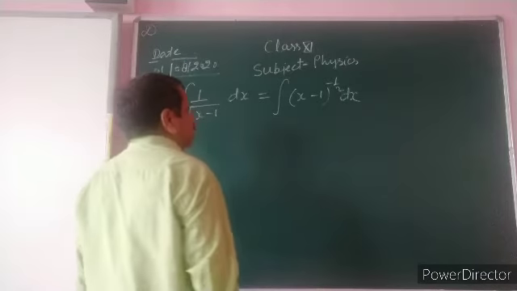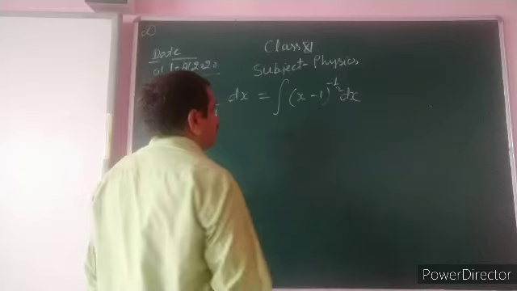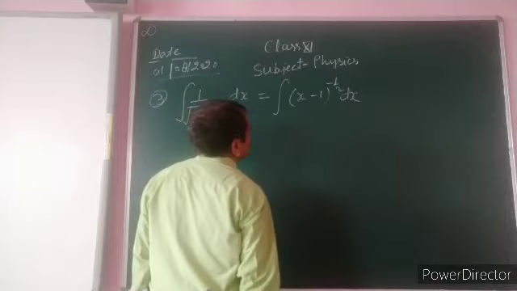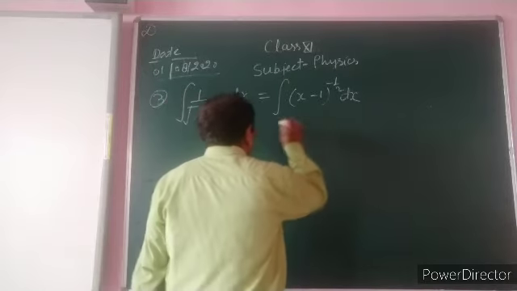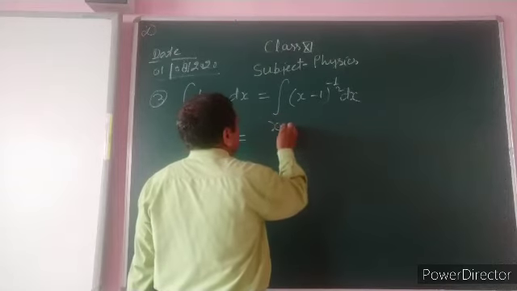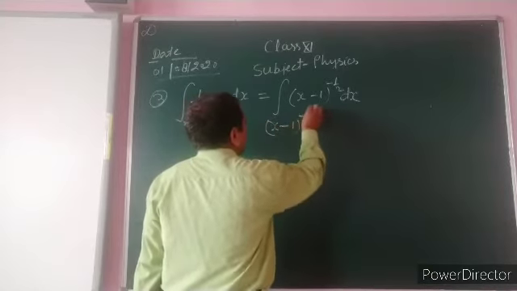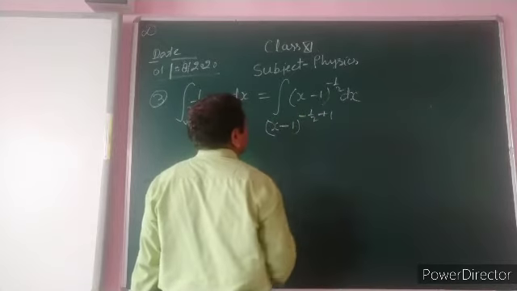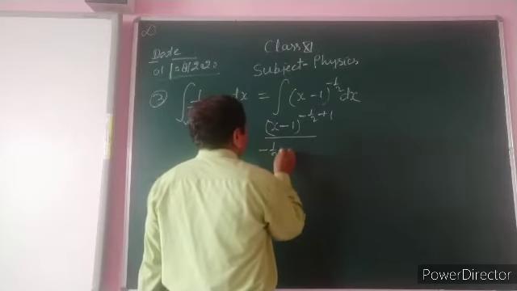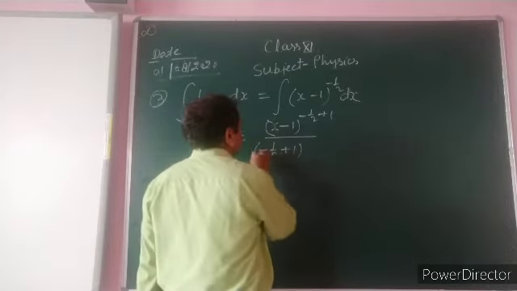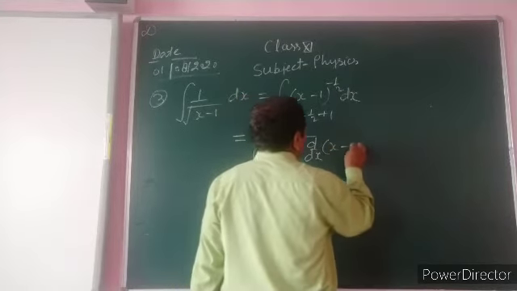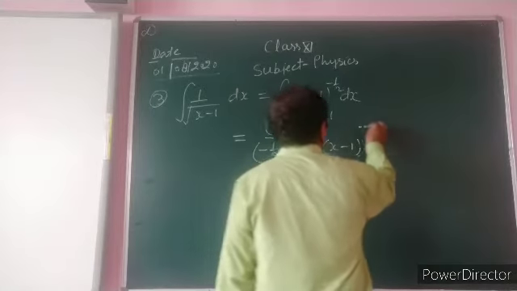Apply the formula integral x to the power n equals x to the power n plus 1 upon n plus 1. Equals x minus 1 to the power minus 1 upon 2 plus 1 upon minus 1 upon 2 plus 1 into d upon dx of x minus 1 plus c.